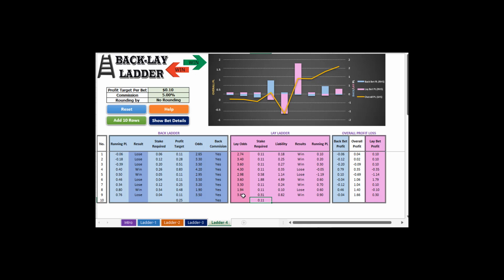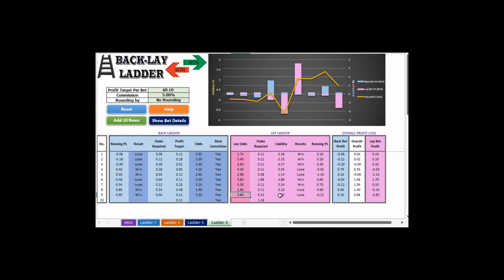Obviously you would put the lay odds in as you do the bets. Why do we have to put the bets in when we already know the staking? Because it works out what the liability is. If this bet here was to lose, let's just put win.